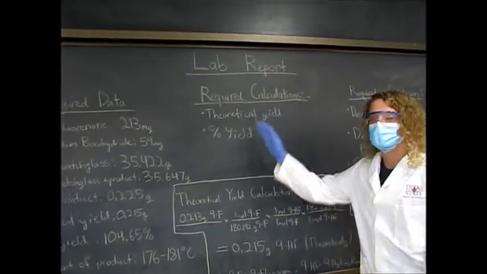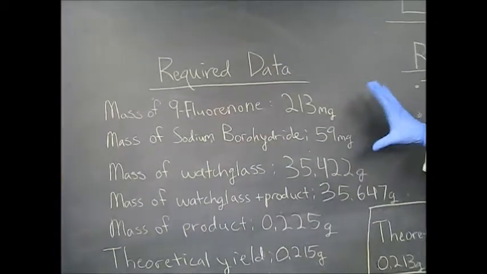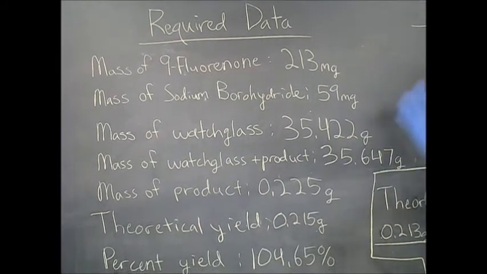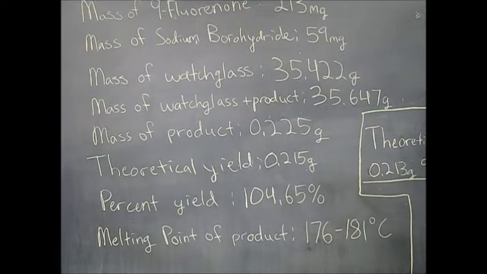So whenever you're writing your lab report, these are all the required data points that you need. These will not be your data points. This is just what we had. So this is just an example. We'll actually give you data for each of these so you can do your own calculations.